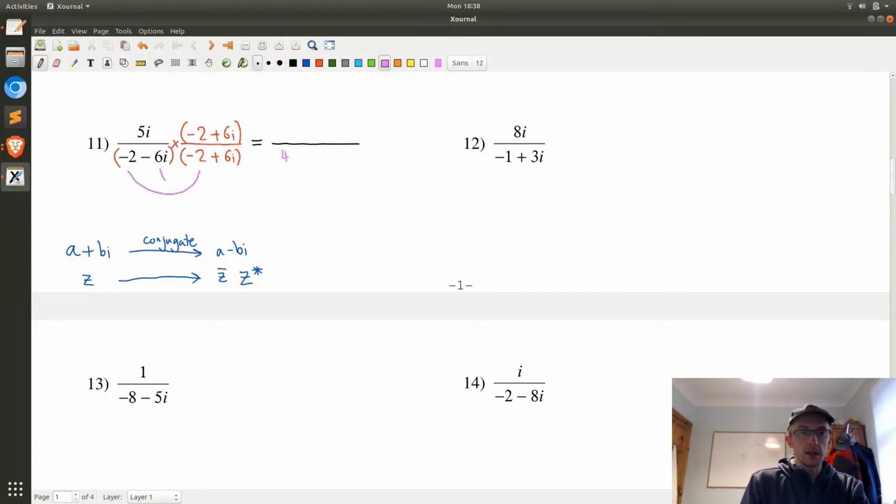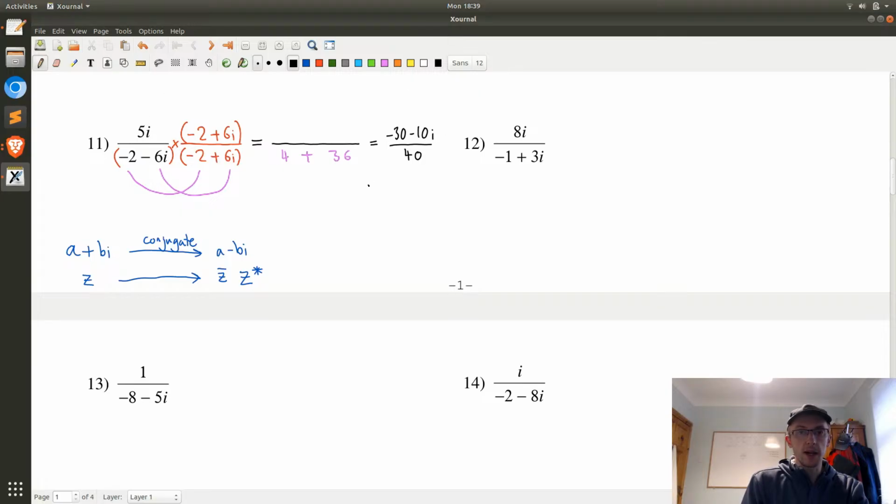And then -6i times +6i, which is -36i squared, which is -36 times -1, which is 36. Just there like that. So 40 down in the denominator. As for the numerator, be sensible. Do 5i times 6i first to get the real part. So we're going to have 30i squared, which is -30. Then 5i times -2, so -10i.